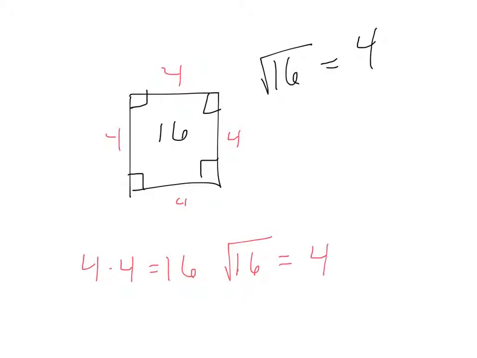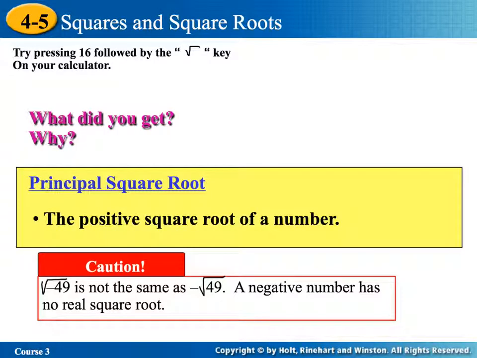So that's squaring: 4 squared is 16, and the square root of 16 is 4. That squaring symbol and the square root symbol are opposites of one another. A lot like multiplication and division are opposites, square rooting and squaring are opposites of one another. All right? So that brings me to this point.